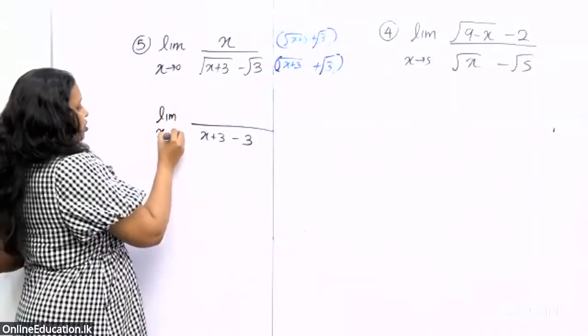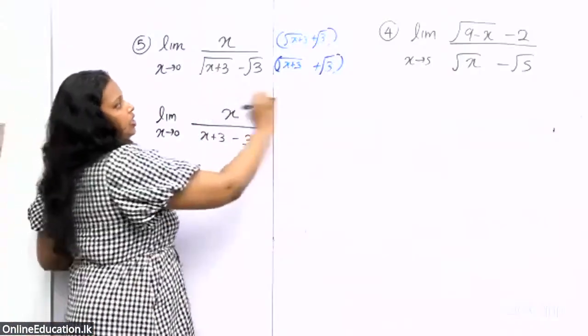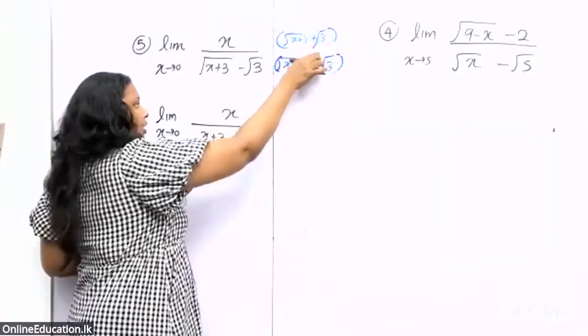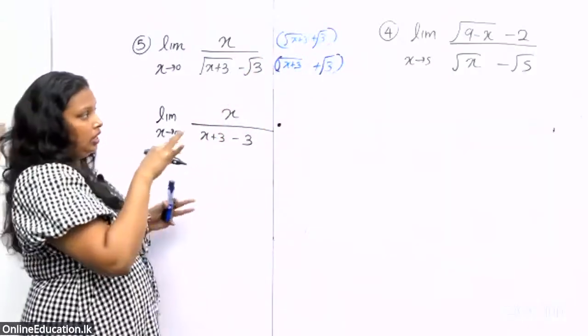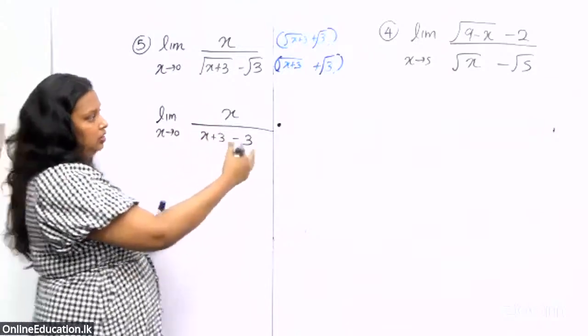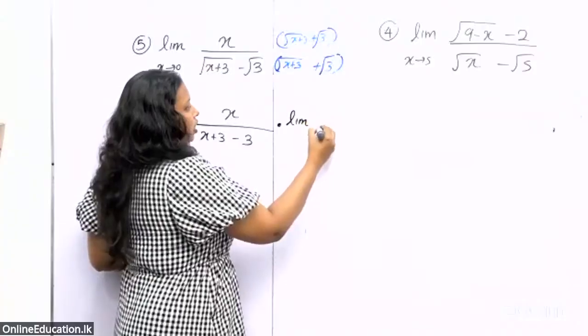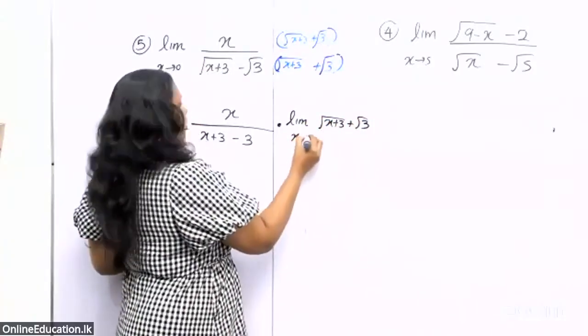Limit of x tends to 0. And in the numerator we have x. Right? So these two we pair, and something remains, this one. I can write it separately as a multiplication. Still, we can simplify it now. So let's write it separately: root x plus 3 plus root 3 when x tends to 0.